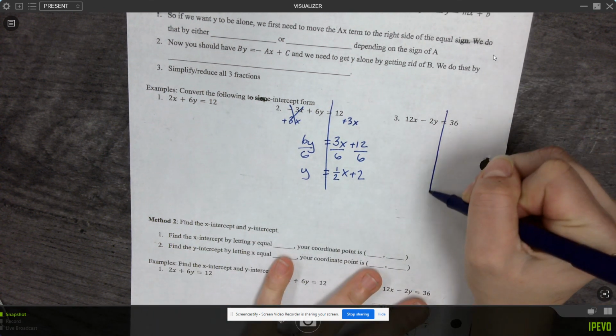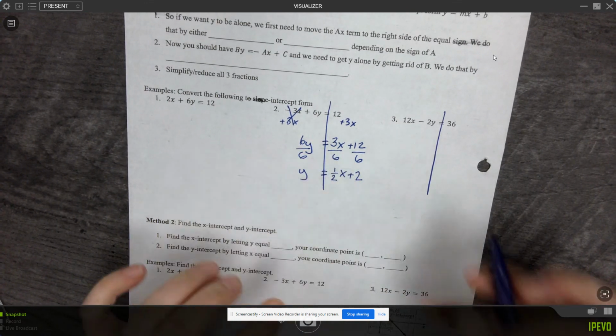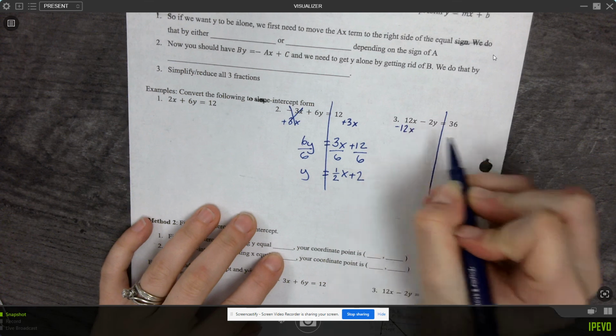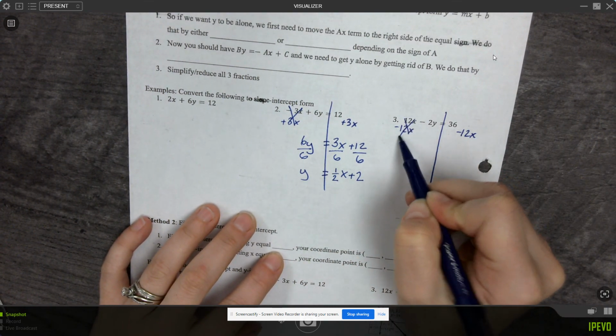We need to get our y by itself. So we need to get rid of your 12x here. Since it is positive, we need to subtract 12x from both sides. 12 minus 12 is 0.